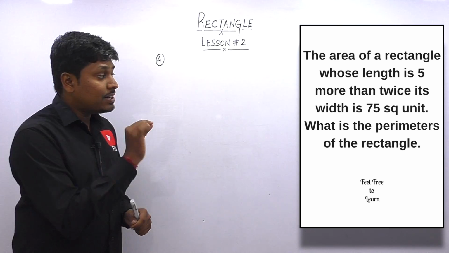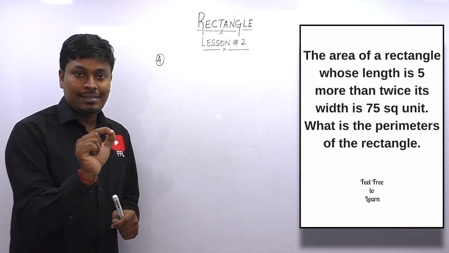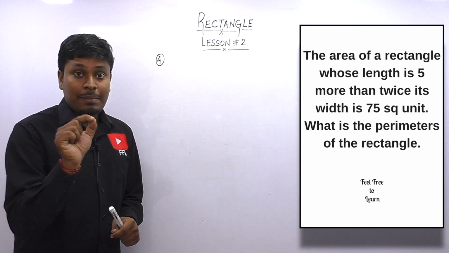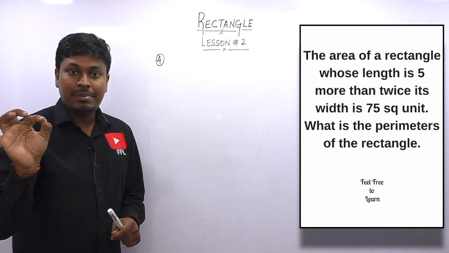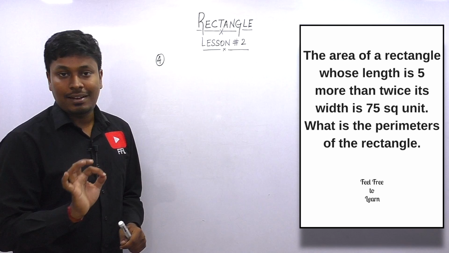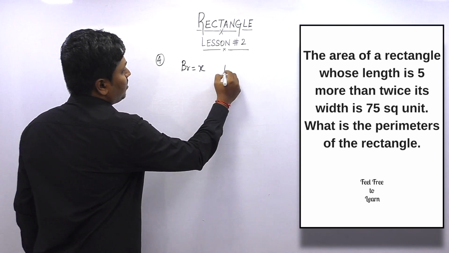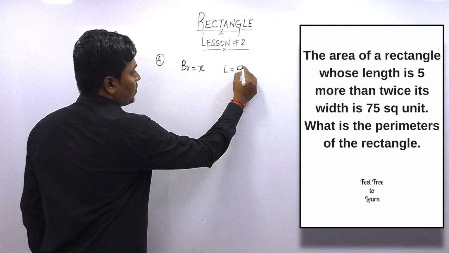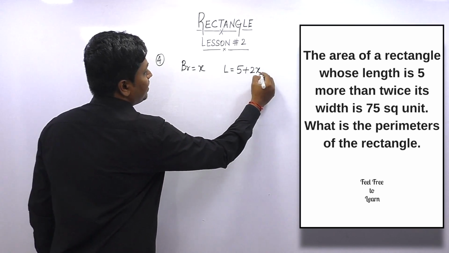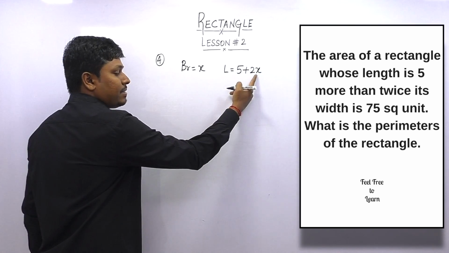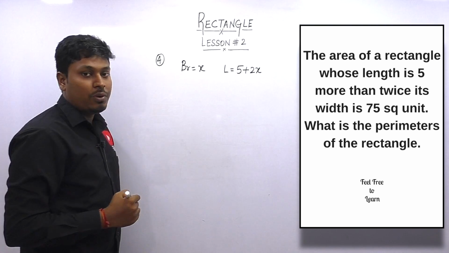So listen carefully, the wording is most important: the length is 5 unit more than twice the breadth, right? Twice the breadth plus 5 meter will be the length. Got it? So let me assume the breadth is x. And what about the length? The length will be 5 unit more plus twice the breadth, that is 2x. So twice the breadth plus 5 will be the value of the length.